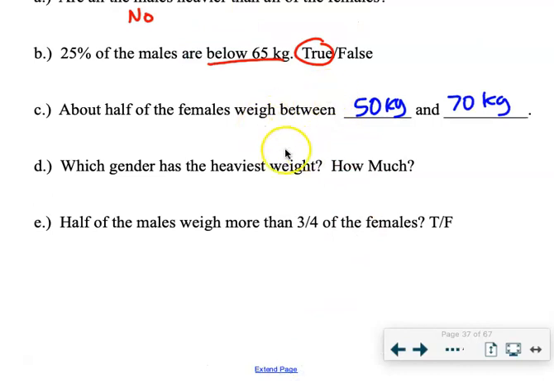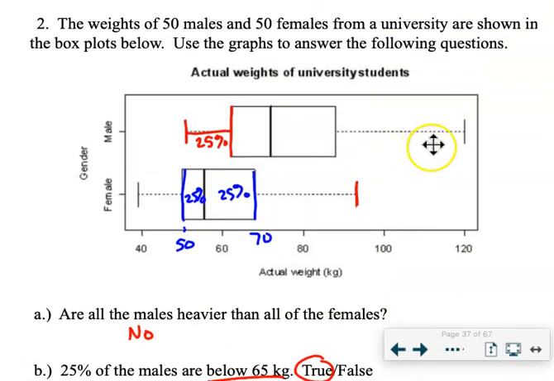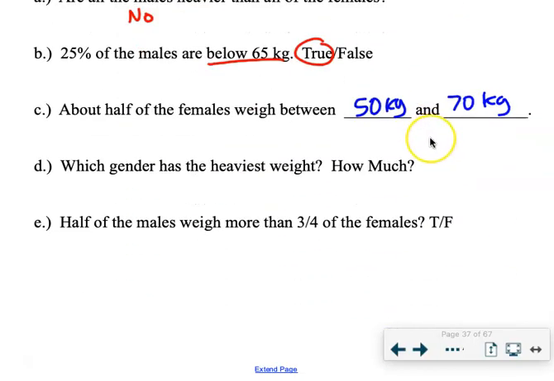Okay, which gender has the heaviest person? So the heaviest person in the whole graph, and then how much did they weigh? So the heaviest person in the graph is up here. Okay, this is the heaviest person in the graph. That's on the male graph. So we know it's males, and they weighed 120 kilograms. So the heaviest person was a male, and they weighed 120 kilograms.